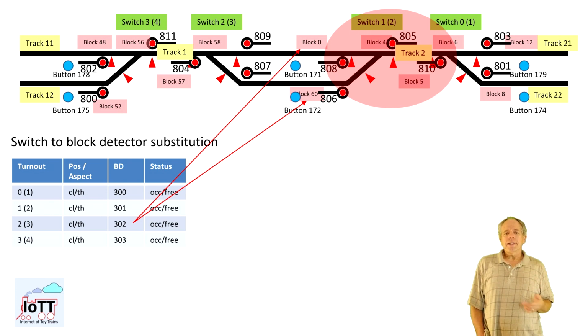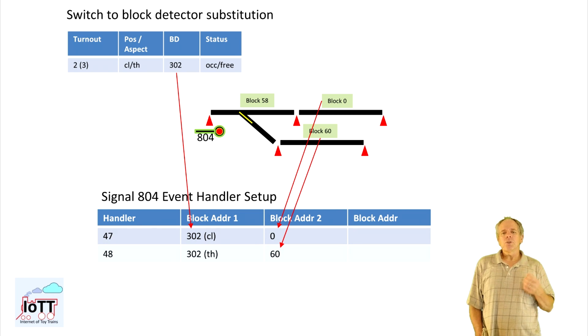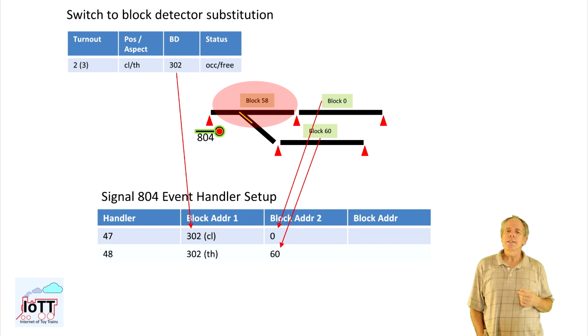The problem of selecting the correct immediate block is easy to solve by just defining 2 different event handlers, one for turnout 2 closed and one for turnout 2 thrown. So I define an event handler for block 302, which is the status of turnout 2, and give it as second address the block number of the block that is selected depending on the status. So for the first entry, this is block 0 and block 60 for the other leg. But wait, in both cases I also need to add block 58, which is the occupancy status of the turnout itself.